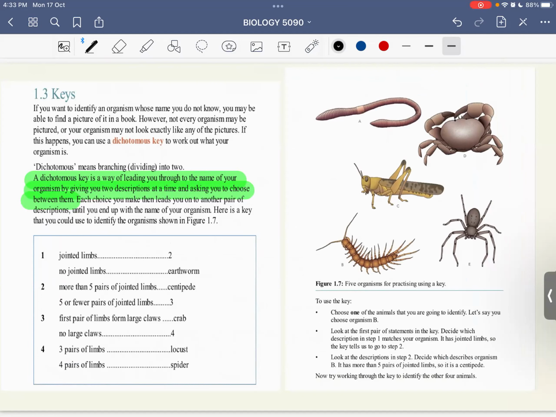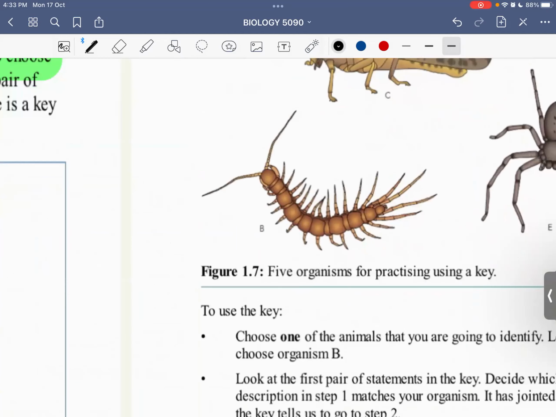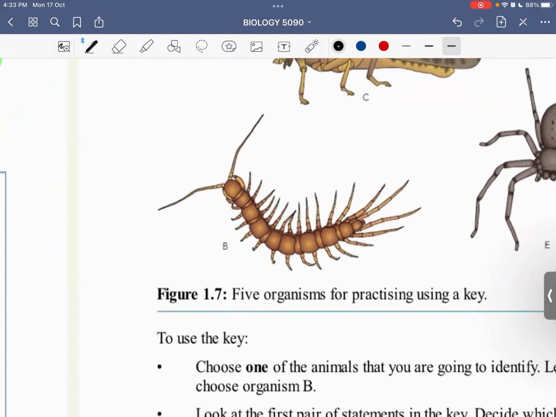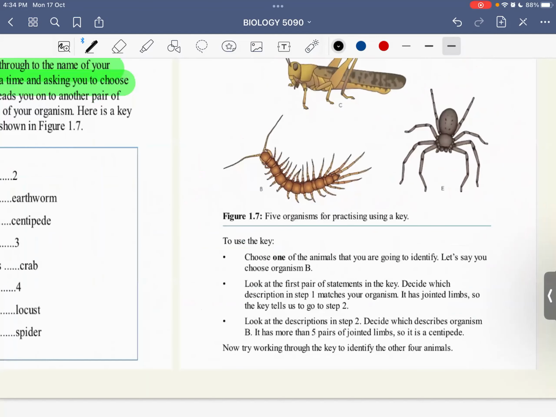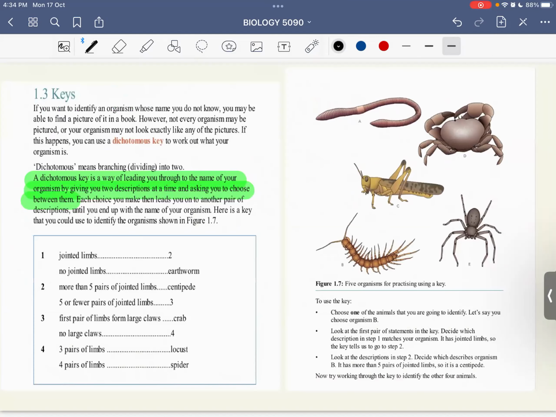To use the key, choose one of the animals that you're going to identify. Let's say you choose organism B. This is organism B. Okay? We are choosing organism B, and then we will try to ask questions by using this dichotomous key. Now look at the first pair of statements in the key.